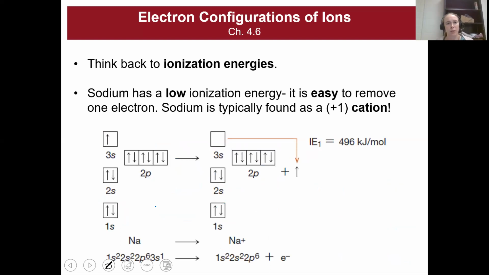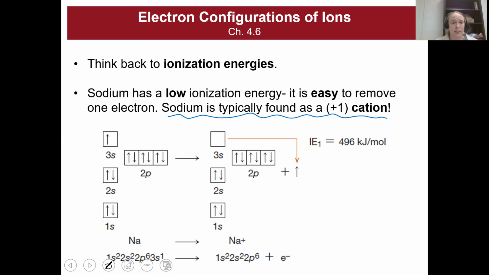Your book doesn't show it this way, but I'm going to show it to you this way. Think back to the ionization energies we just learned in section 4.5. Sodium has a low first ionization energy. That means it's easy to remove 1 electron. It doesn't require very much energy. And that is why sodium and all of the other group 1 elements are typically found as +1 cations. It comes back to their electron configuration.